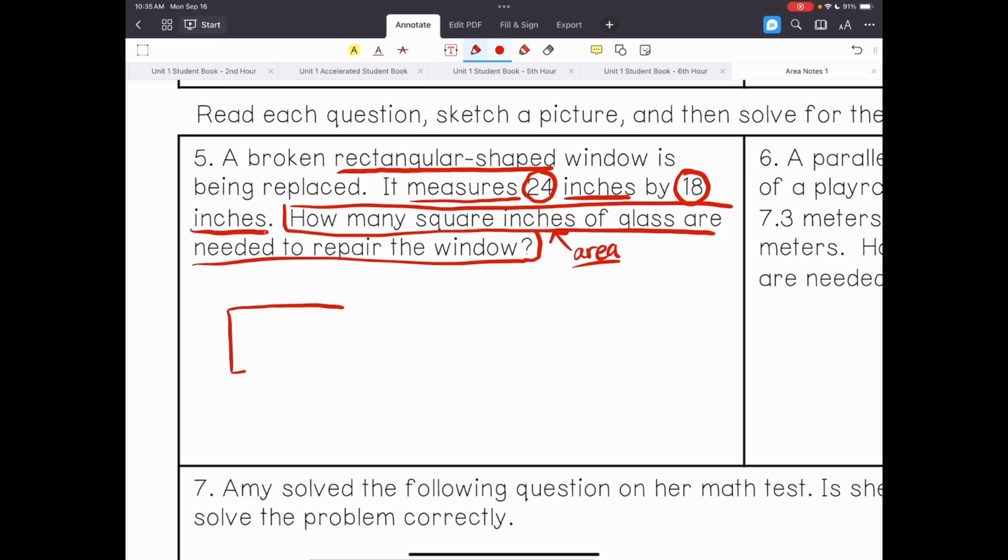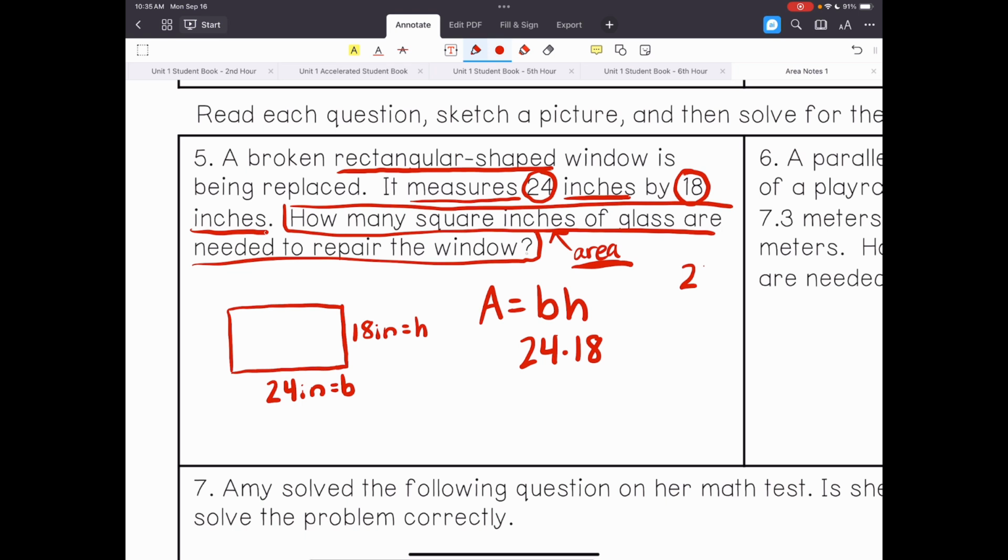So I'm going to sketch a rectangle. I'm going to pretend that I have a rectangular piece of glass or a rectangular place to put a window. 24 inches by 18 inches. And because I'm trying to figure out the number of square inches, which is area, I'm going to use the formula of area equals base times height. Base is my 24. 18 is my height. So let's plug that into 24 times 18. This is another 2 by 2 digit multiplication that we need to set up to complete. 8 times 4 is 32.